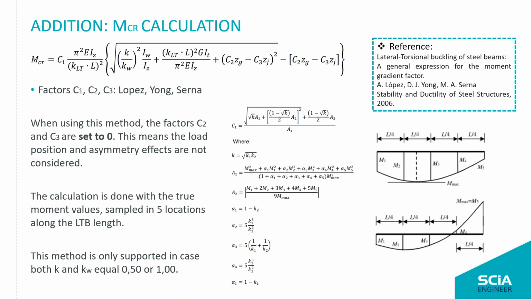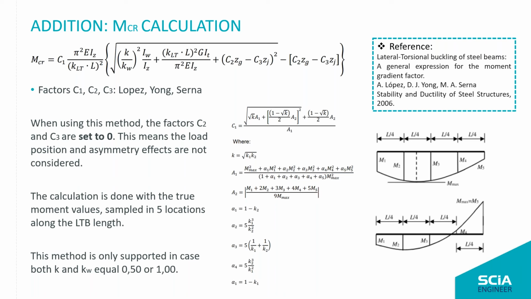Second method that we have built in is Lopez, Young, and Serna. When using this method, you should be very careful that the factor C1 is the only one that gets calculated, and the other two are set to 0, which means that if you use this method, you will not account for the load position of your beam, and you will not account for the fact that your section is symmetrical or not. So these will not be considered.